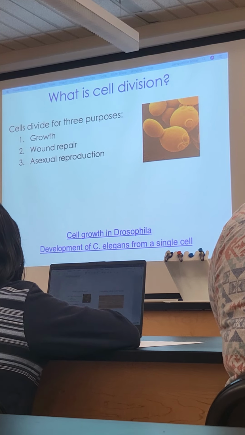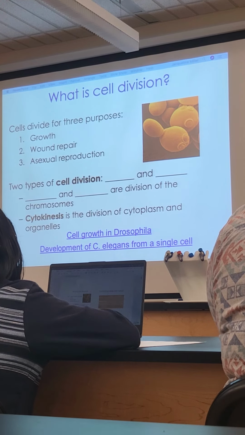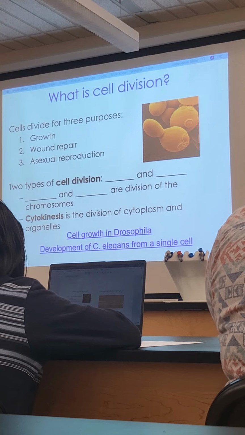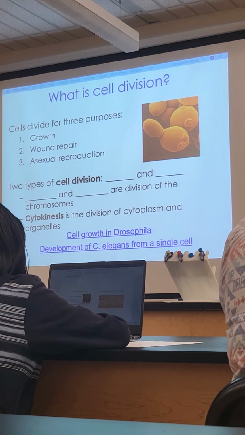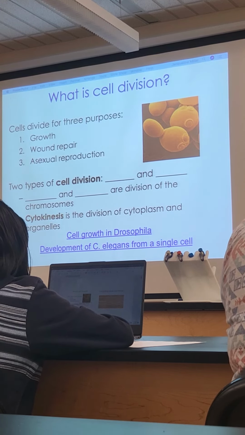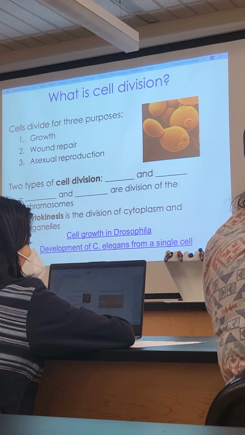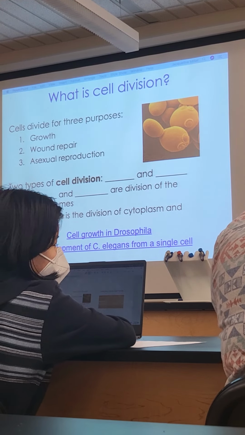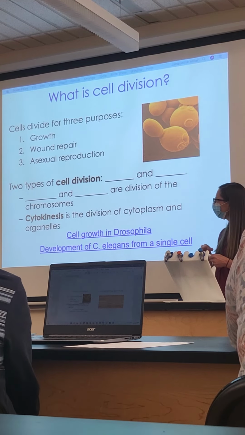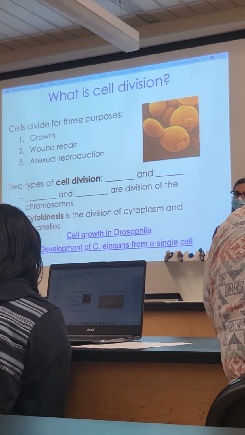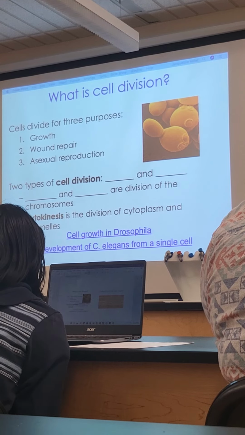So those are the purposes for cell division. We're going to primarily be talking about two types of cell division, and that is mitosis and meiosis. And mitosis and meiosis specifically are actually describing the division of the nucleus, but usually they're used as a general term to describe different types of cell division. So mitosis and meiosis, these are the two that go in the blanks right there. They also go in the second pair of blanks, so those are division of the chromosomes. After those divisions, you have the process of cytokinesis, which means division of the cytoplasm and the organelles.